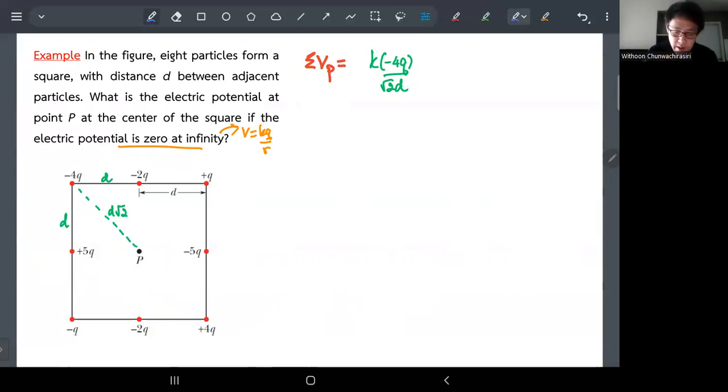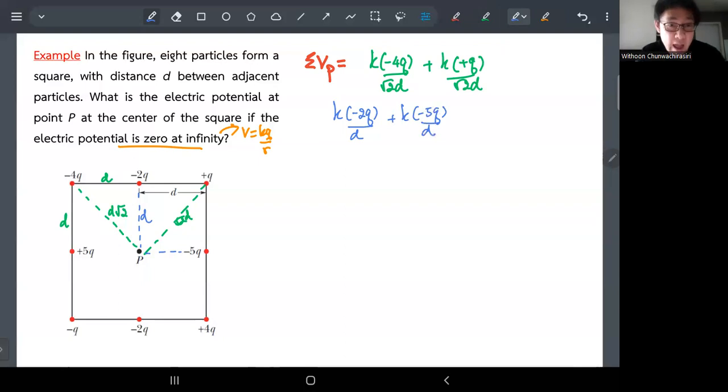Keep going. All right, move on to the negative 2Q. I will go in a clockwise direction over here. The potential from that negative 2Q on the top is going to give you K, negative 2Q over, now the distance is only D. Nice. Keep going. Now I get to the upper right corner. Positive Q is already at root 2D distance again. So I say plus K positive Q over root 2D. Keep going to the negative 5Q on the right. So I say K negative 5Q over D.